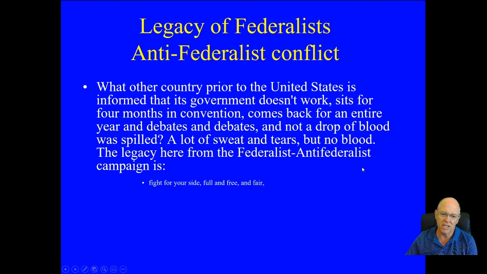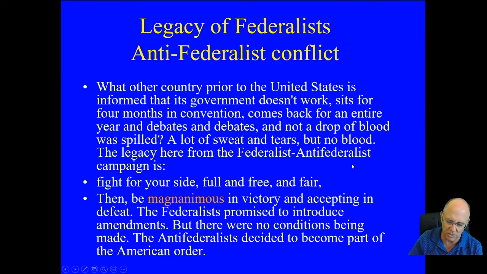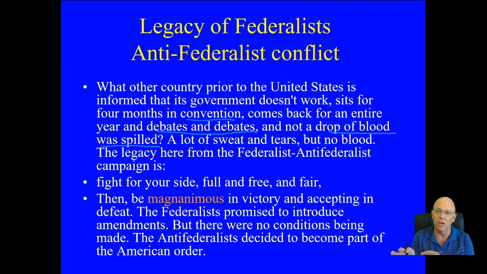And then lastly, here's a really important concept, and this relates to elections in America. Quote: what other country prior to the United States is informed that its government doesn't work, sits for 4 months in convention, comes back for an entire year, debates and debates, and not a drop of blood is spilled? They decide to overthrow their old government peacefully and create a new government. That's what's special. The peaceful transference of power.